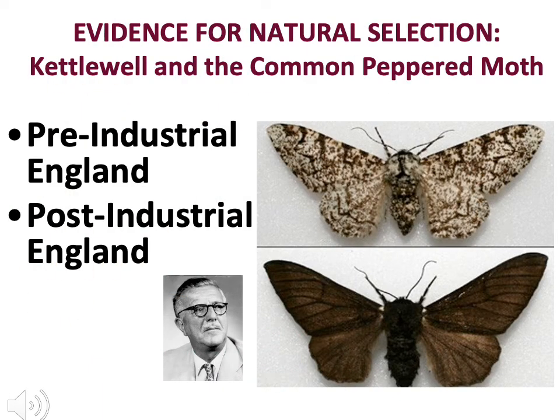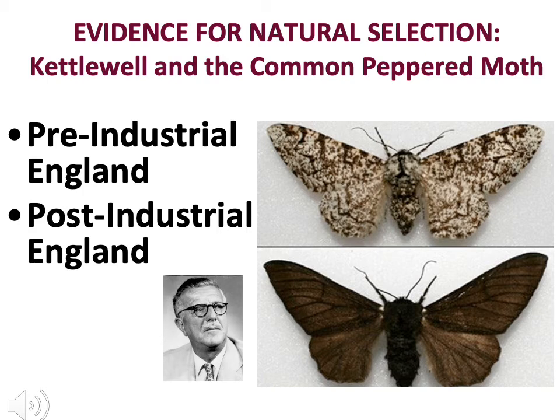So what about this evidence for natural selection? We're about to look at an actual historical bit of work done by a fellow named Kettlewell in the 1950s. And Kettlewell, who you see pictured down there, was an ecologist and an entomologist, and he was interested in moths. Of all moths, in particular, he was interested in the common peppered moth, which is a fairly common indigenous moth found in England.